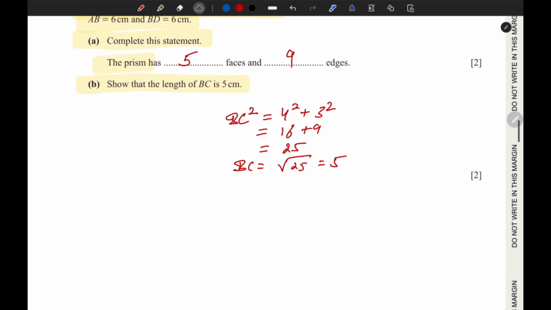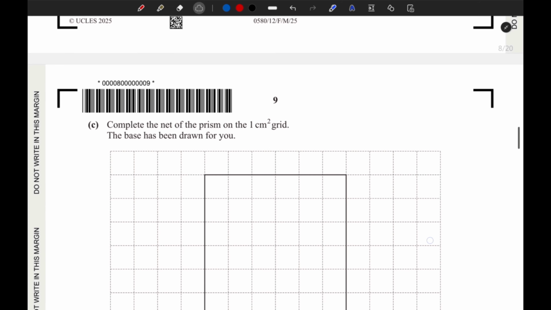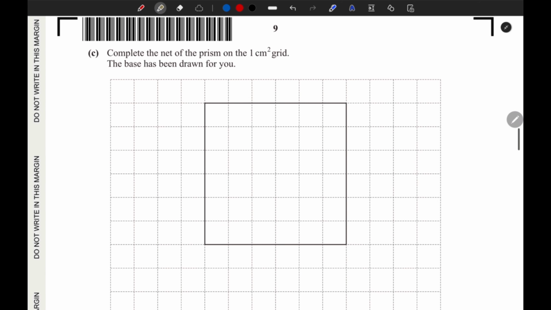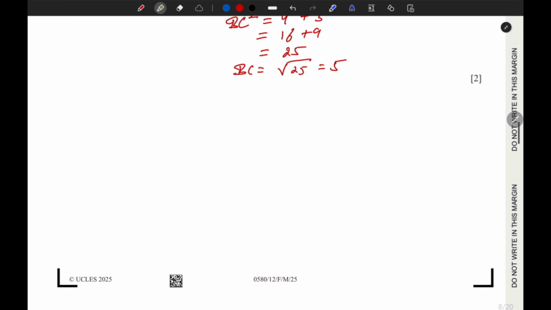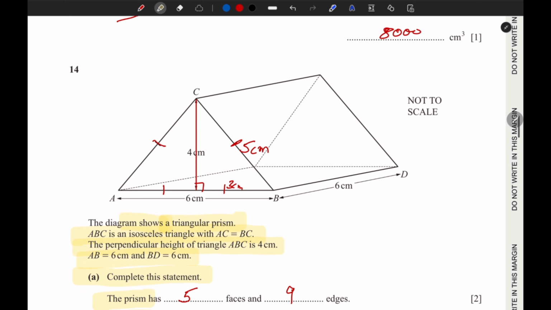Now, C part is: complete the net of the prism on 1 centimeter square grid. The base has been drawn for you. Now you can see the base is actually, if you see, this has 6 centimeter, 6 centimeter.